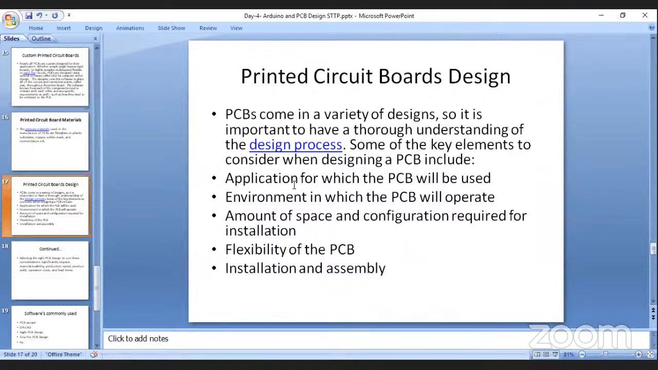The first thing I should be aware of is the application for which the PCB will be used. Let's say you are a student making a project called a flying drone, which can carry weight, pick up some object and drop it somewhere, right? A pick and place drone, you can say. This is the project area I have given as an example. So the application for which the PCB will be used is a drone, right?